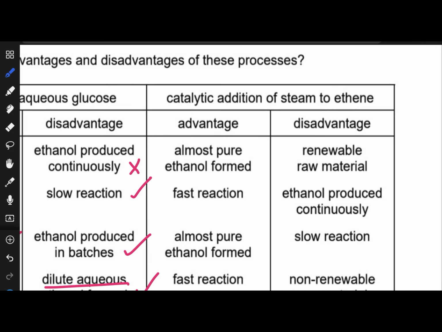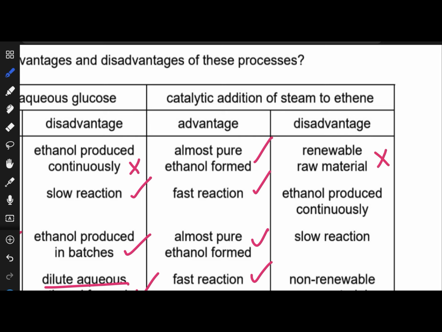Now let's talk about the addition reaction. The first advantage says that almost pure ethanol is formed. Yes, that is true. The catalytic addition is a fast reaction. Yes, that is true. Now, the disadvantage says that it uses renewable raw material. That is wrong. It uses non-renewable raw material.